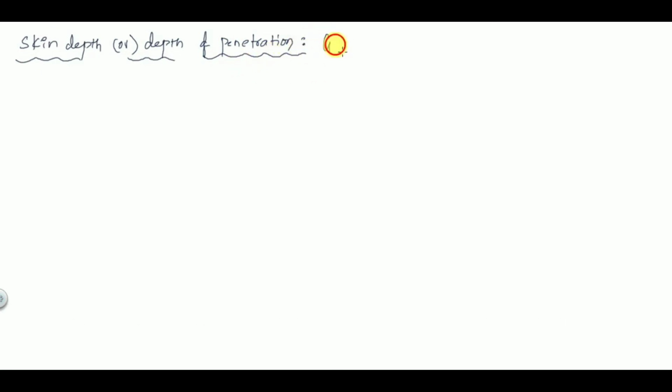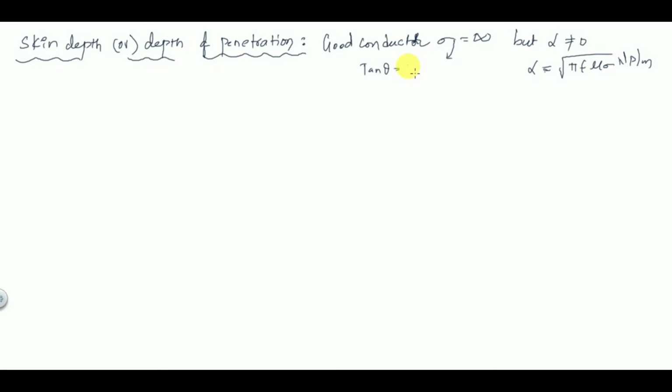So for a good conductor, sigma is equal to infinity. So conductivity is infinite, but alpha is not equal to 0. Okay, even though it is a good conductor of infinite conductivity, alpha is not equal to 0, because we have alpha equal to root of pi f mu sigma, per meter. Why is sigma equal to infinity for a good conductor? So tan theta is tan 90. Tan 90 is infinity. Infinity can be written as 1 by 0, equal to sigma by omega epsilon.